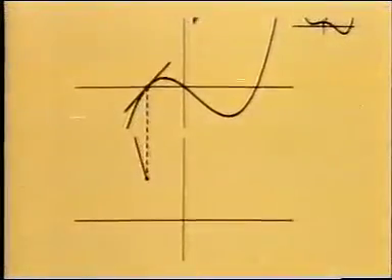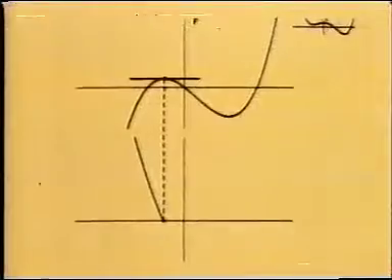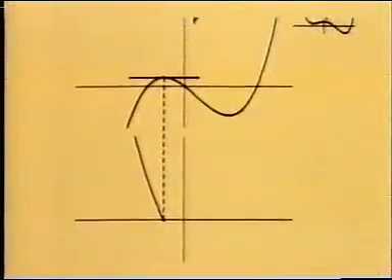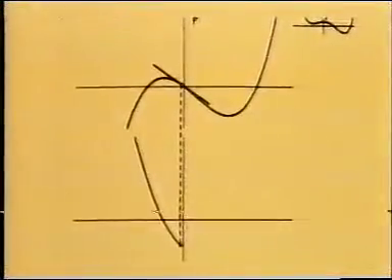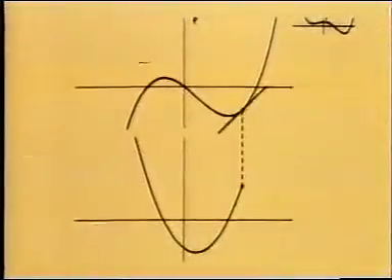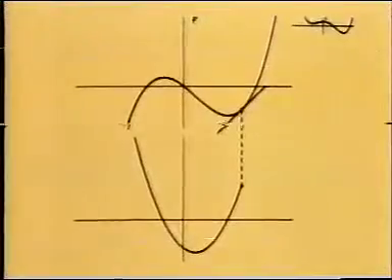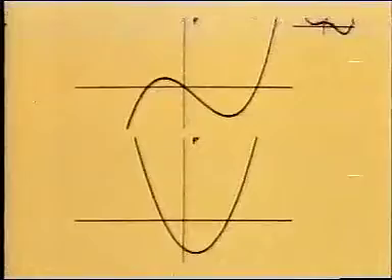Where the first derivative is increasing, the second derivative will be positive. When we have a horizontal tangent line to the graph of the first derivative, the second derivative will be 0. When f dash is decreasing, f double dash will be negative. And when f dash is increasing, f double dash will be positive again. So now we can use this second derivative to predict the behavior of the first derivative.